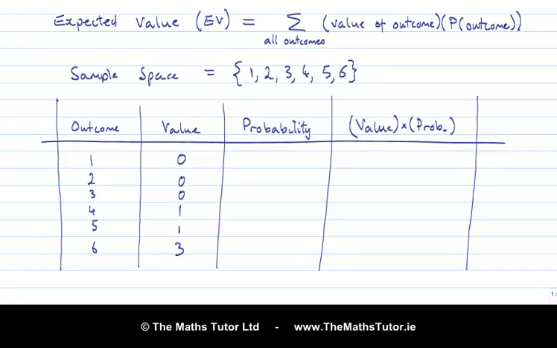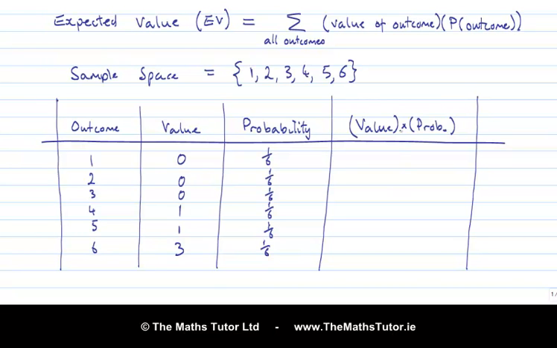And now in the third column, we list the probabilities of each of the outcomes. When we roll a die, assuming that the die is fair, the outcomes are equally likely, so each of them has probability 1 over 6. So those are the probabilities of the outcomes.